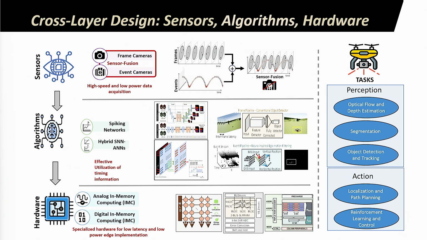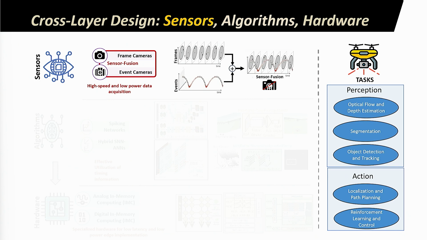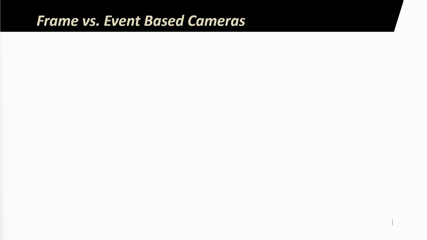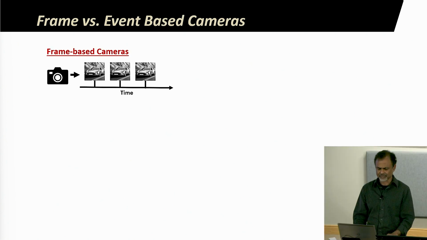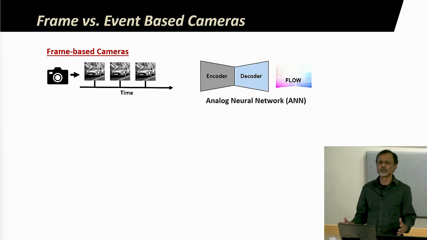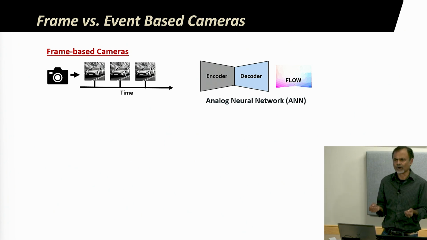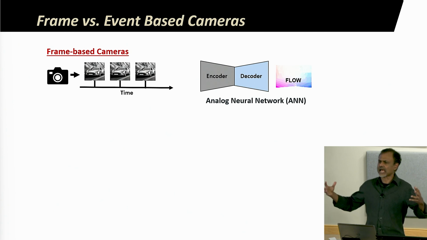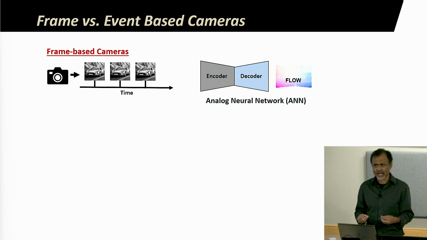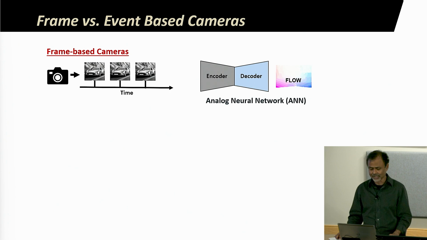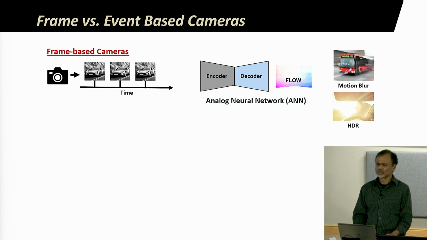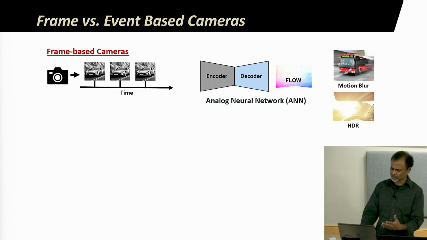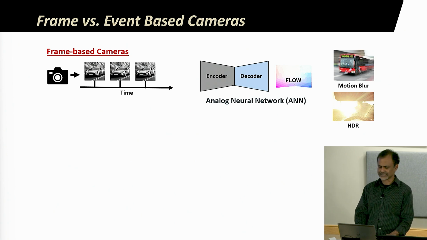to do better, faster computations. So to that effect, let's start first with the sensors, which is basically frame cameras versus event-based cameras. The frame cameras are the standard cameras that we're all familiar with. Now, what one can do for, as an example, optical flow, is to have a standard analog neural network. By that I mean the standard deep learning network with an encoder-decoder kind of architecture where I can determine the flow. The only problem with these cameras is that they can potentially have motion blur and they don't have a high dynamic range.